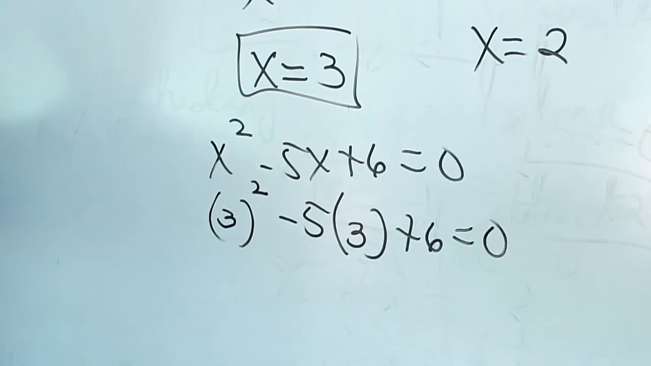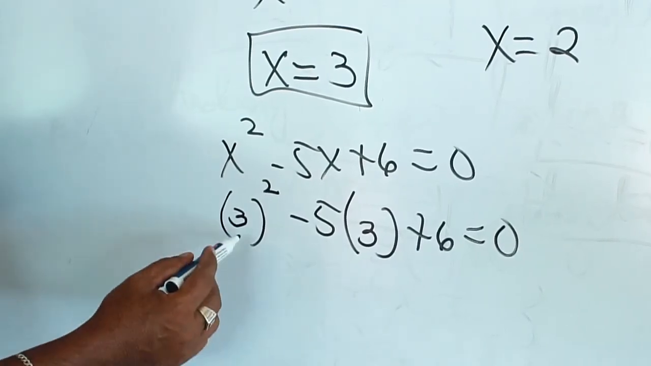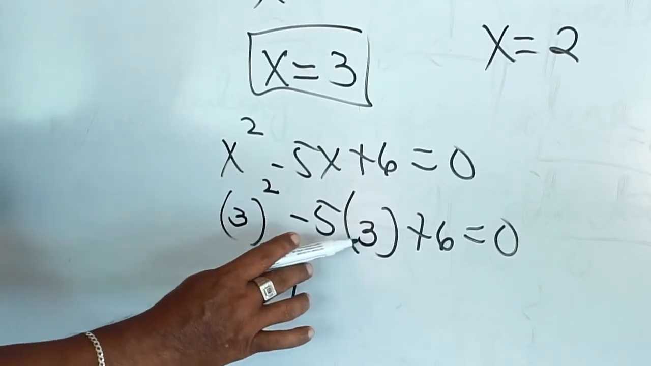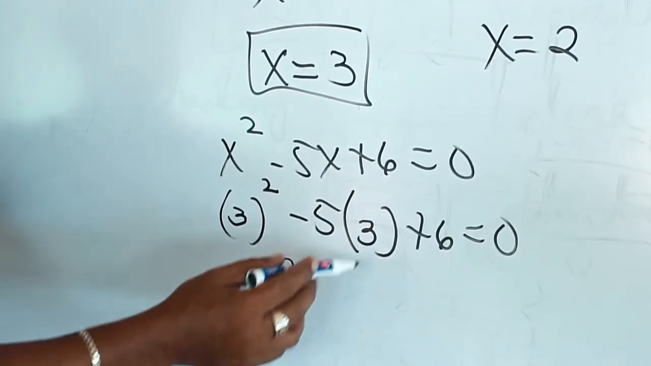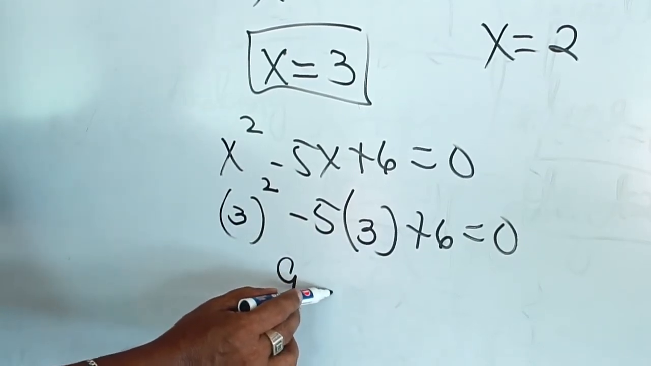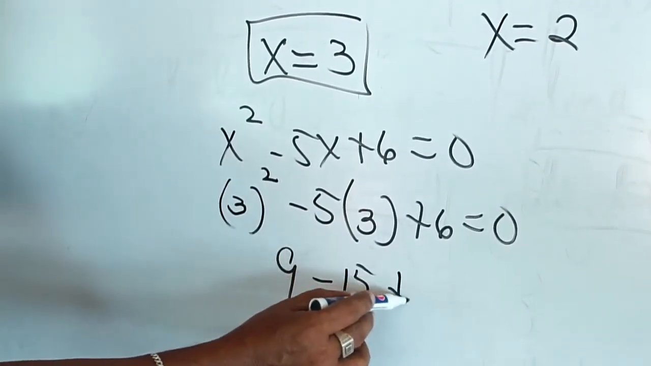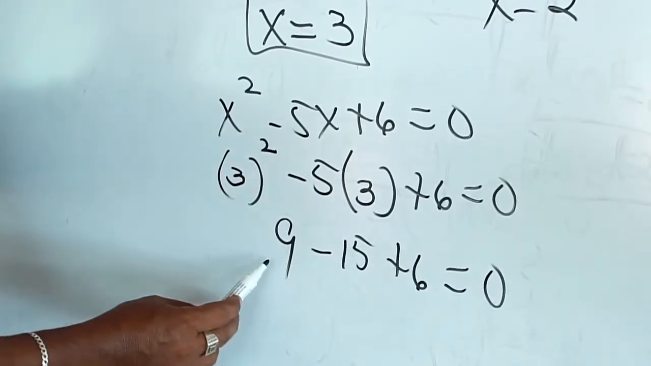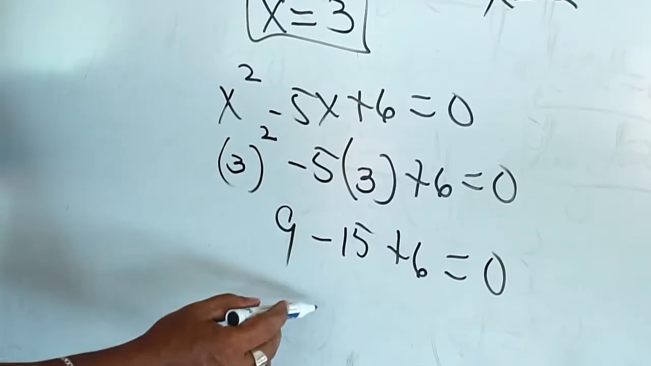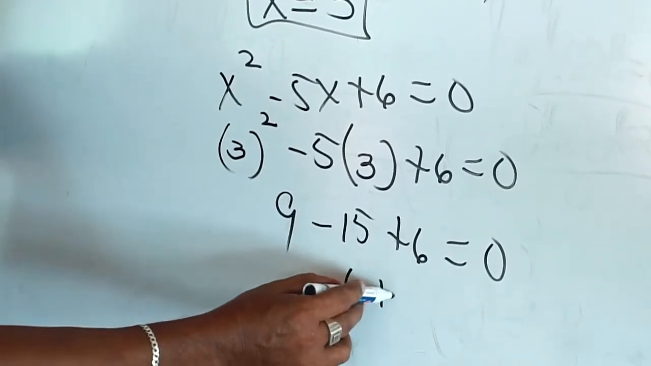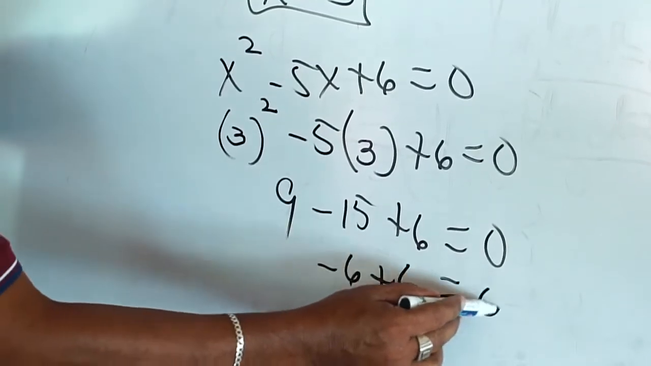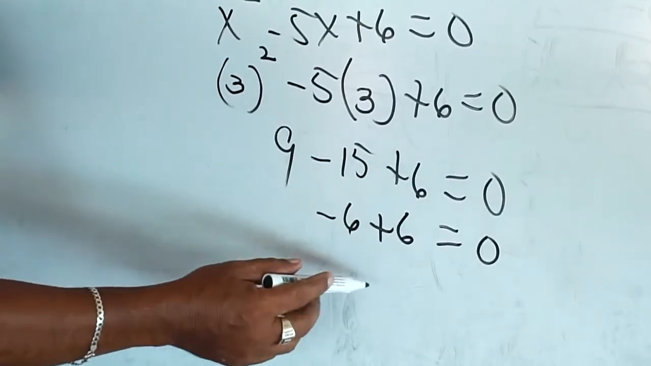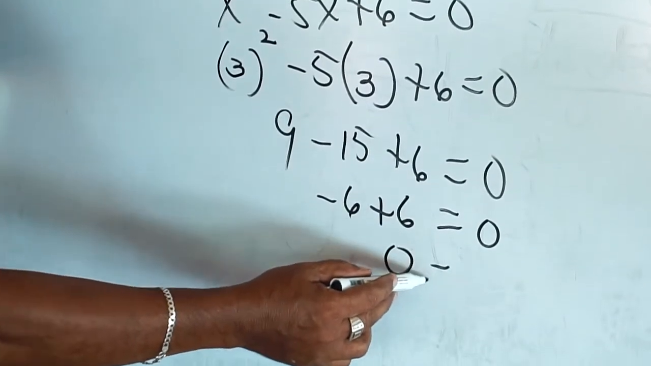The square of 3 is 9, so 3 times 3 is 9. Then negative 5 multiplied by positive 3, the answer is negative 15. Then we have positive 6 equals 0. Then positive 9 and negative 15 gives negative 6. Then negative 6 plus positive 6, the answer is 0, which equals 0.